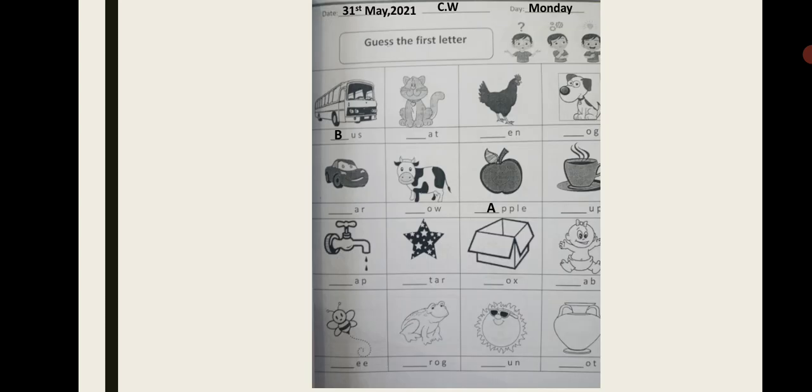Now hurry up, take out the page number 7 of school workbook, write date. Today is 31st May 2021, classwork, and the day is Monday. Write date and day and do this page. I think you can do it very well. Guess the first letter. The first picture is bus. So write B, B-U-S. Second picture is cat, hen, dog, and I think you can do it yourself.